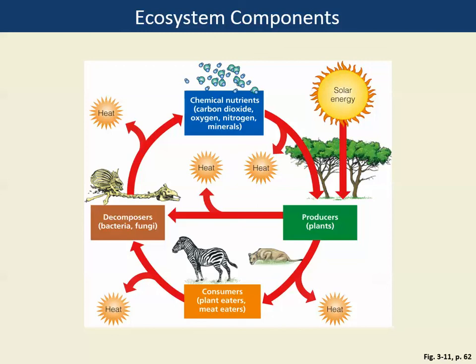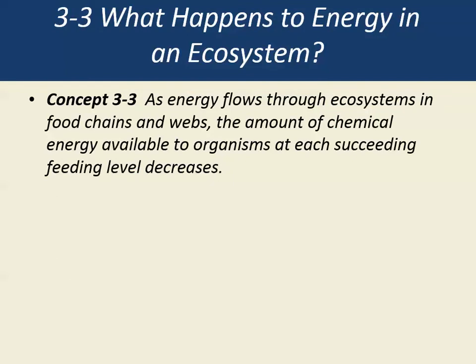But if you'll notice, at every single step you are losing heat to the system. This is something that's really, really important to remember. You lose heat to the system. So talking about this stuff, we want to talk about available energy to organisms at every single feeding level. It decreases. The maximum amount of energy you're going to have in a food chain or a food web is at the producer level. You have consumers that eat those producers, but they only are able to take with them so much energy from those producers. The rest is lost as heat to the system.